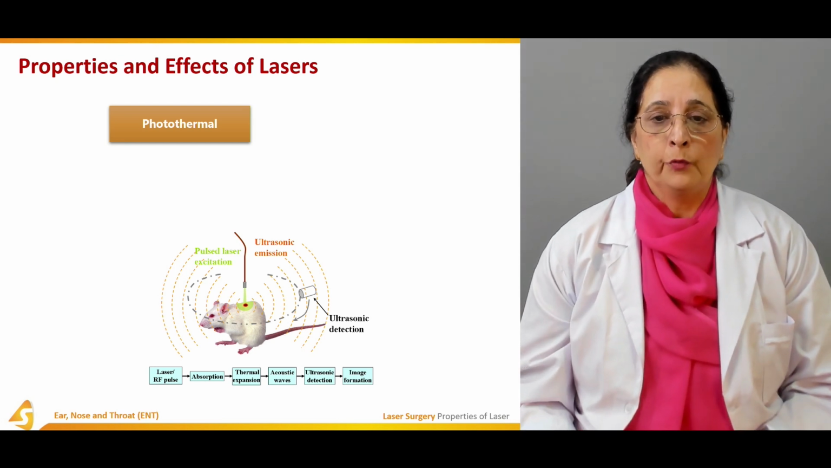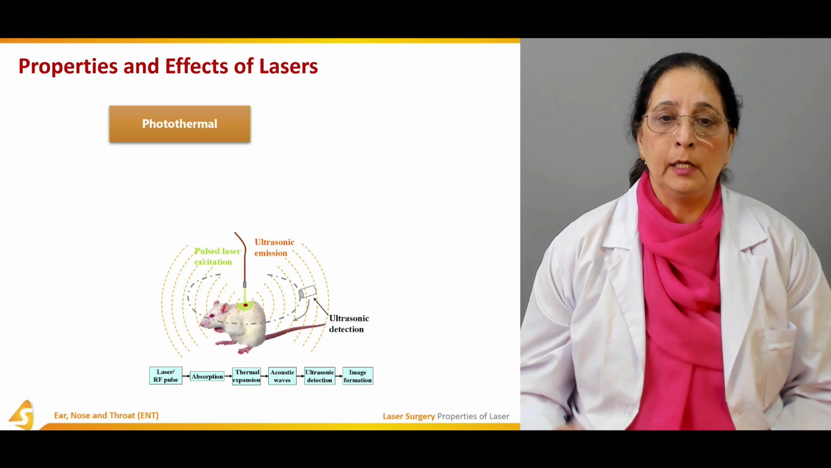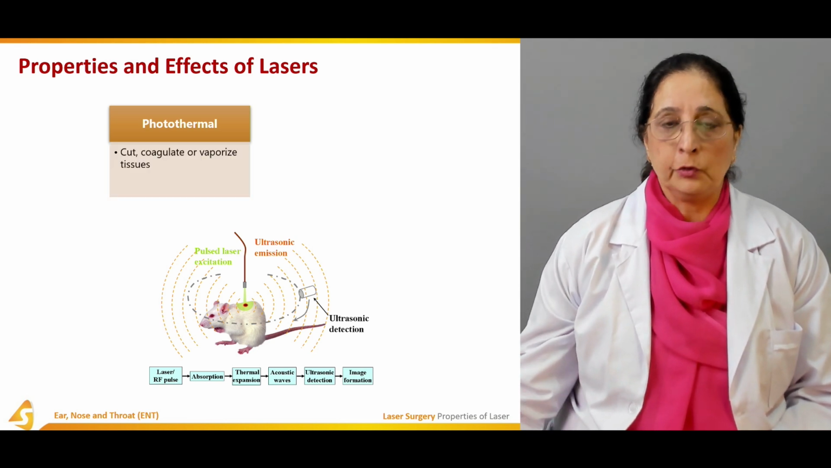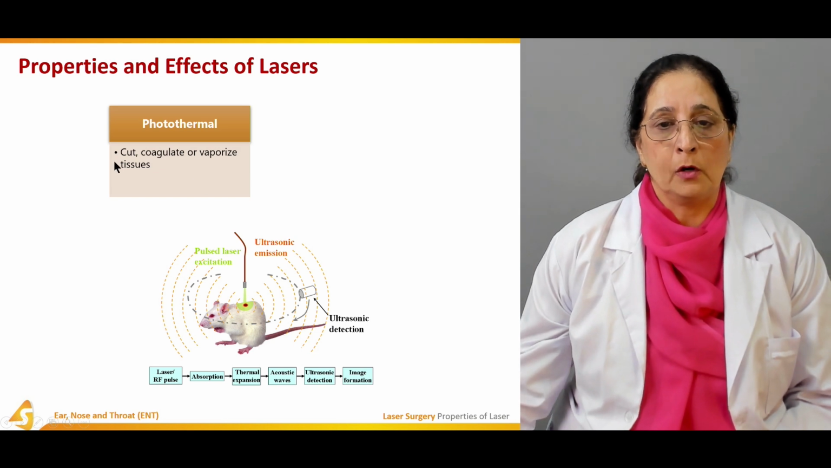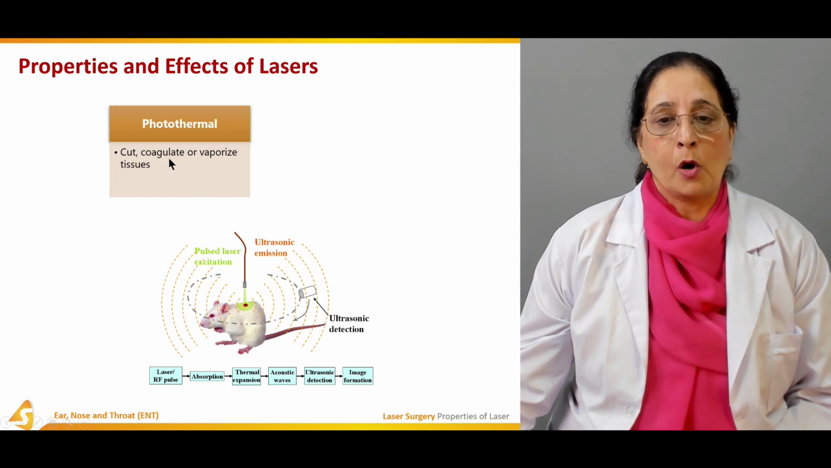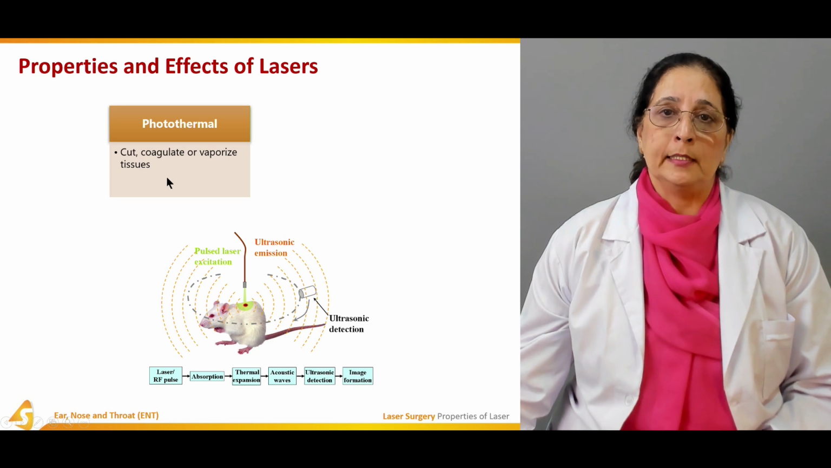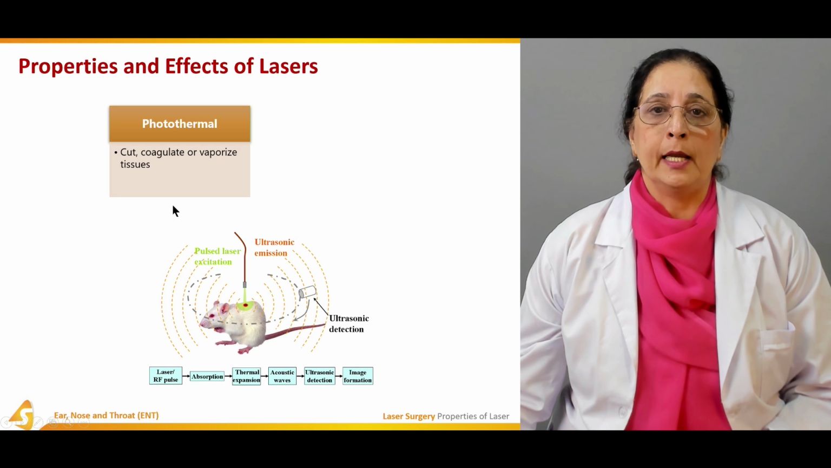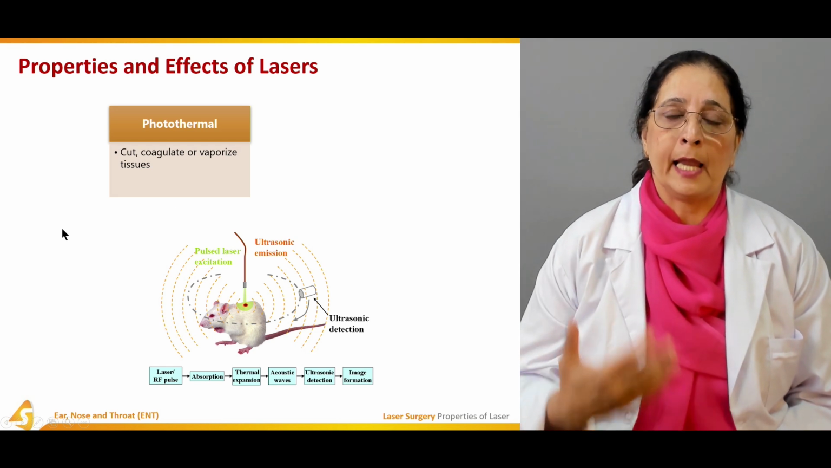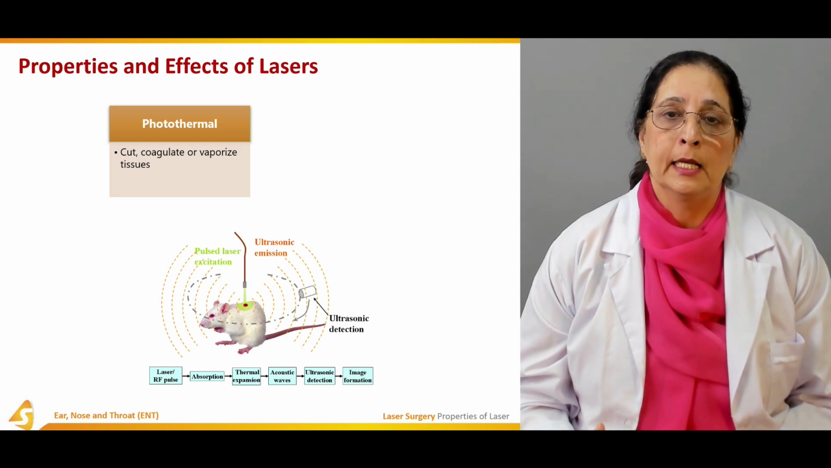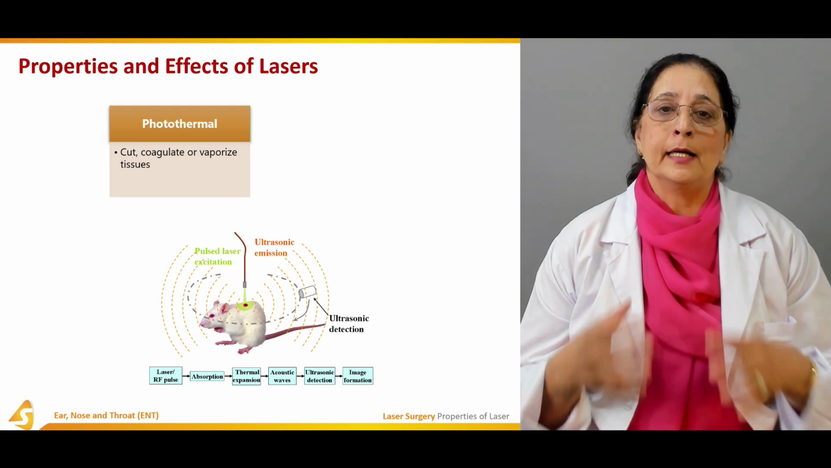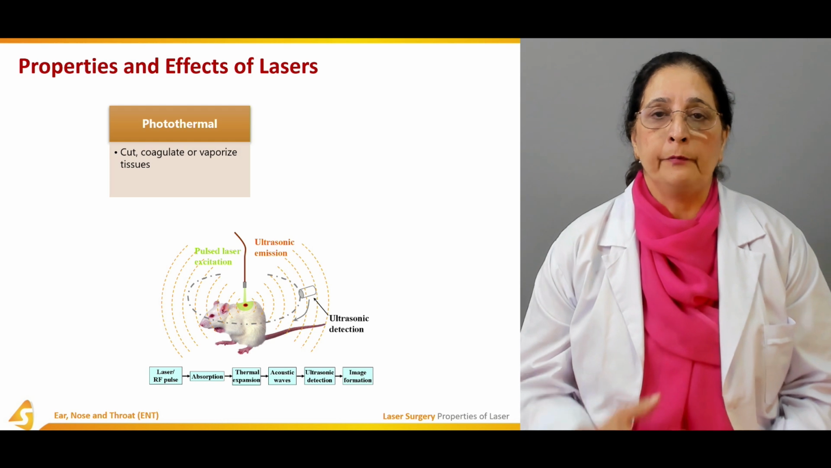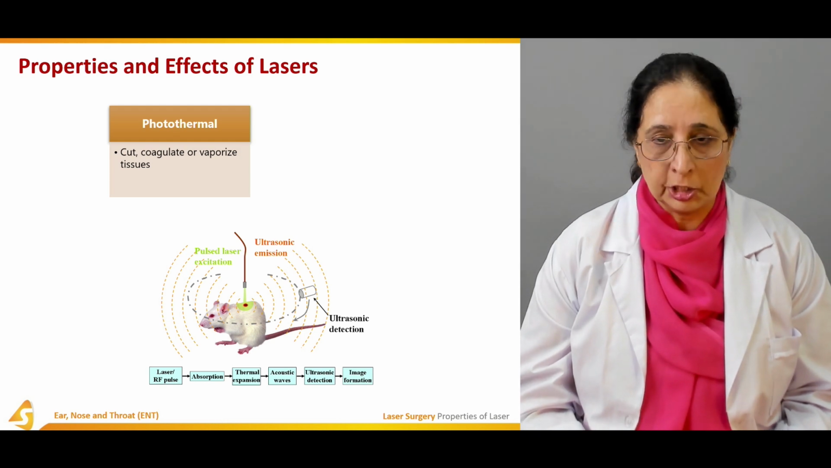First, the photothermal property of the laser. These photothermal lasers can cut, coagulate or vaporize the tissue. So when a photothermal laser is applied, the mechanism of function of this type of laser is that it cuts the tissue, and it causes coagulation and vaporization of the tissue.